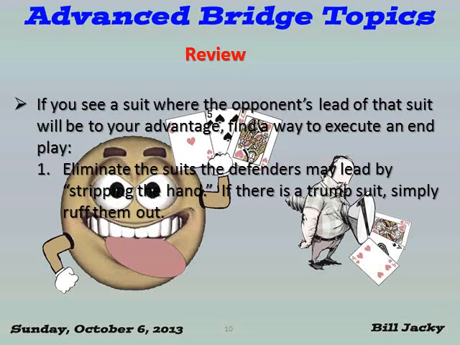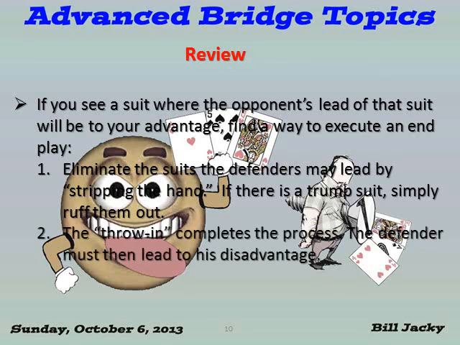If there's a trump suit, it's simple. You eliminate both hands. As long as you have trump in both hands remaining, it's much easier. Then the last point is you do the throw-in. That completes the process of the defender, who must then lead to your advantage, to his disadvantage.